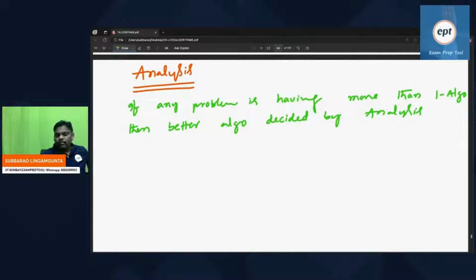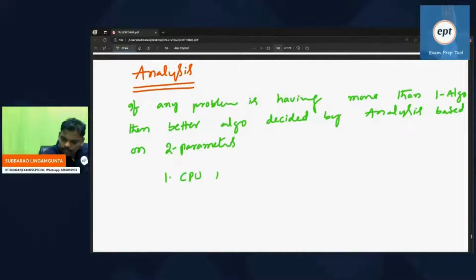So try to understand. The purpose of analysis is, if any problem has multiple algorithms, the better algorithm is decided by analysis. That is the purpose of analysis. The better algorithm is decided by analysis based on two parameters. One is CPU time. Another one is main memory.